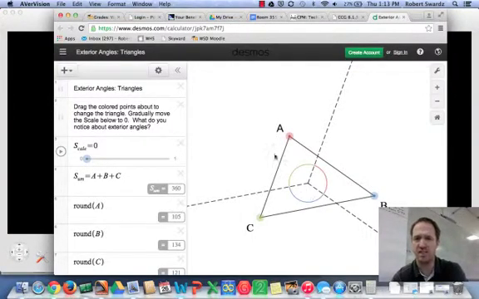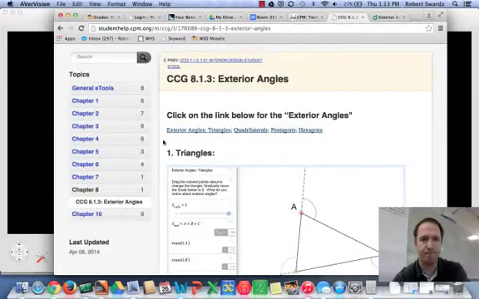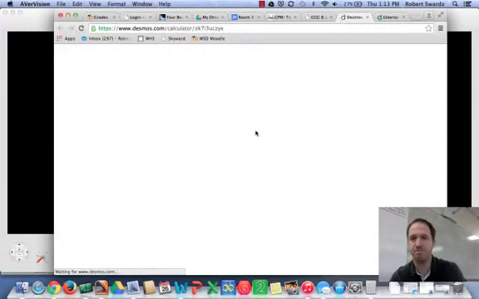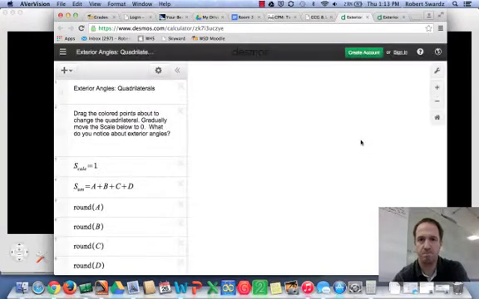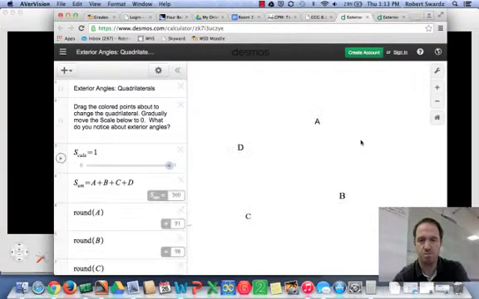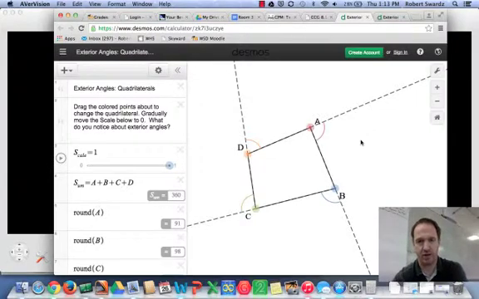I wonder what it is for a quadrilateral. Let's find out. So here is a quadrilateral. We know the angles on the inside add up to 360 because it has 4 sides. 4 minus 2 is 2 times 180 is 360. That's that formula we just talked about a few minutes ago. But what about these 4 angles on the outside?